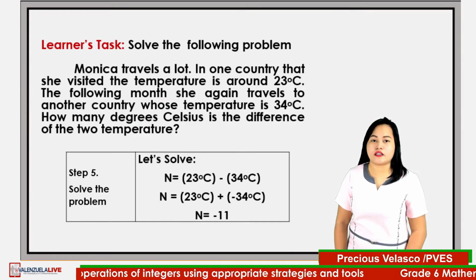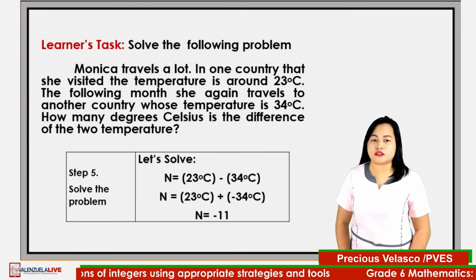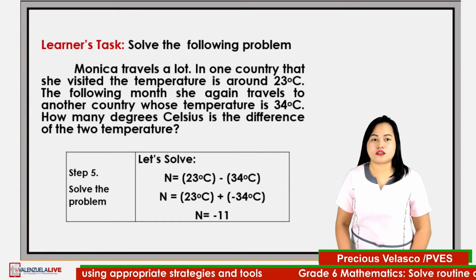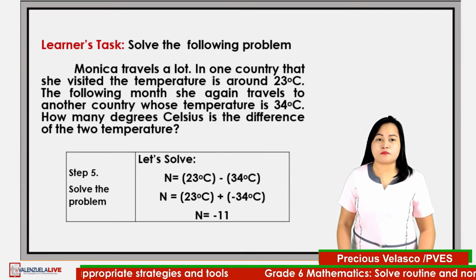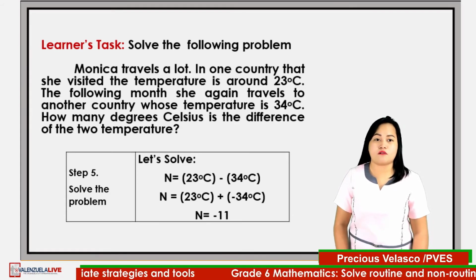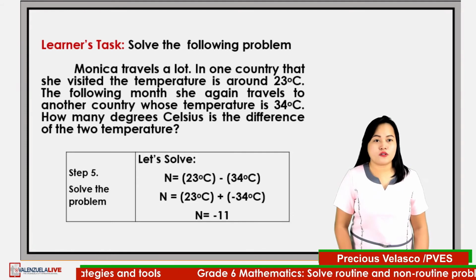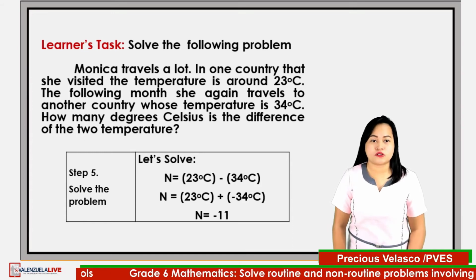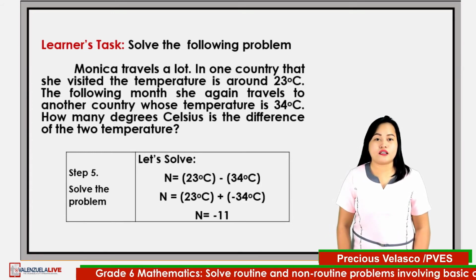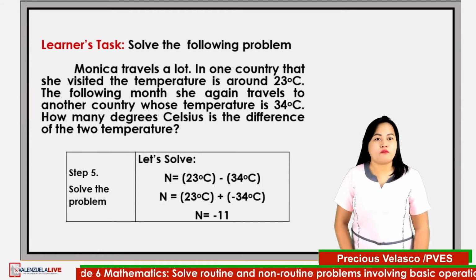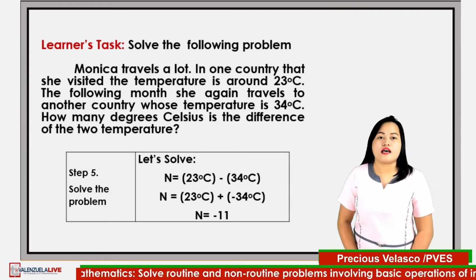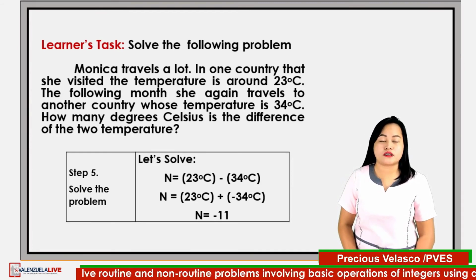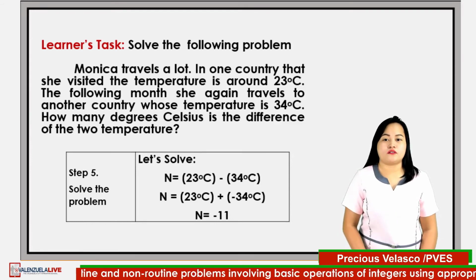So we have N is equivalent to 23 degrees Celsius minus 34 degrees Celsius. Since it is subtraction, following the rules of subtraction of integers, there's a change in our operation and the sign of the subtrahend. So we have 23 degrees Celsius plus negative 34 degrees Celsius. So we have N is equivalent to negative 11. Well, I think you got it also correct. And I think you are familiar with this type of steps and strategies and tools.